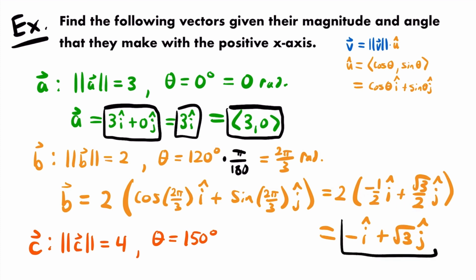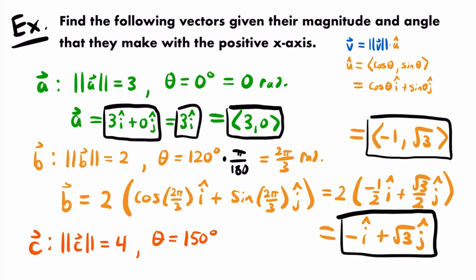And so this is vector b, or at least one way to express it. Another way to write it would be like this. We'd have negative 1 comma the square root of 3, the x component and then the y component. Okay, so that's vector b. Let's move on to our last vector, which is vector c.